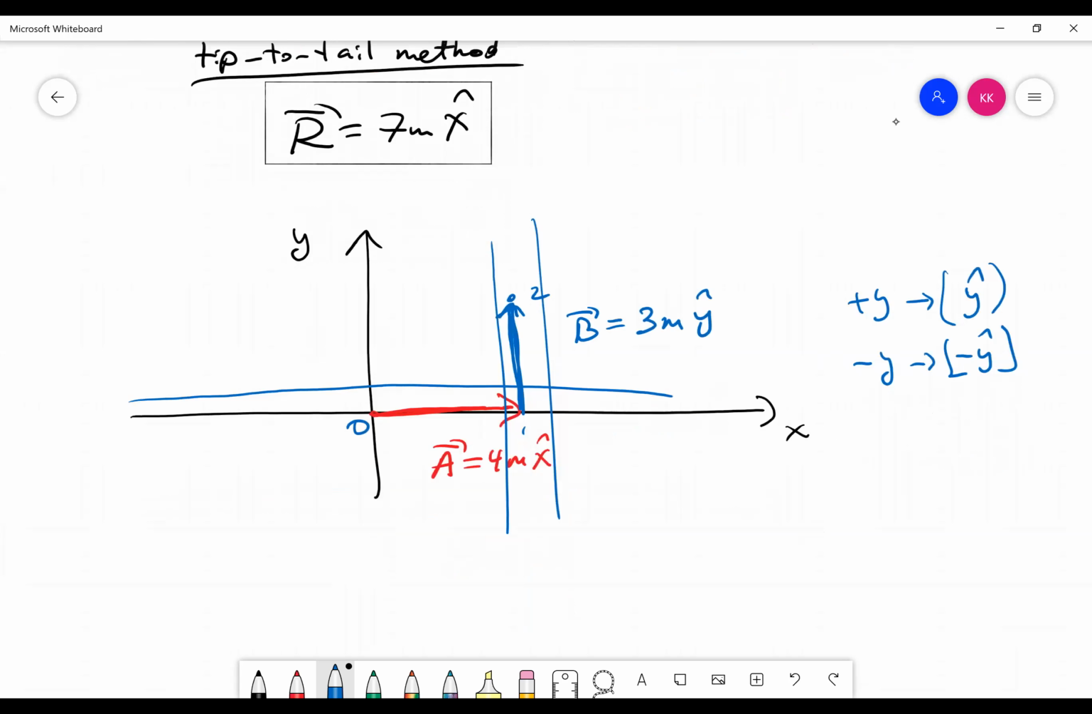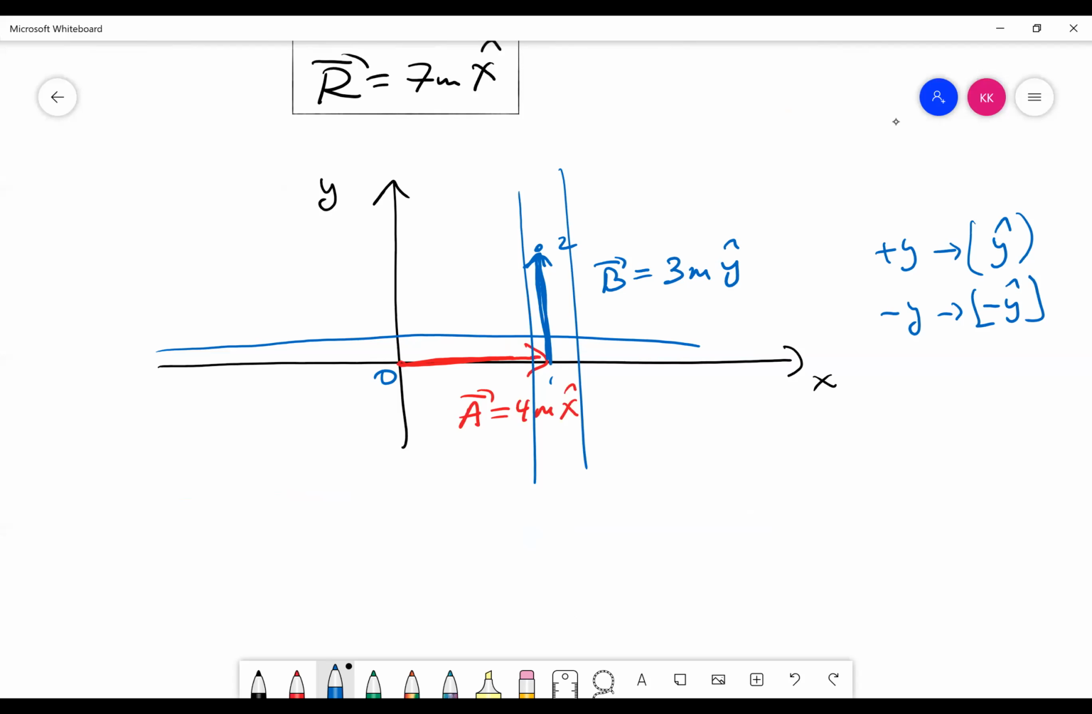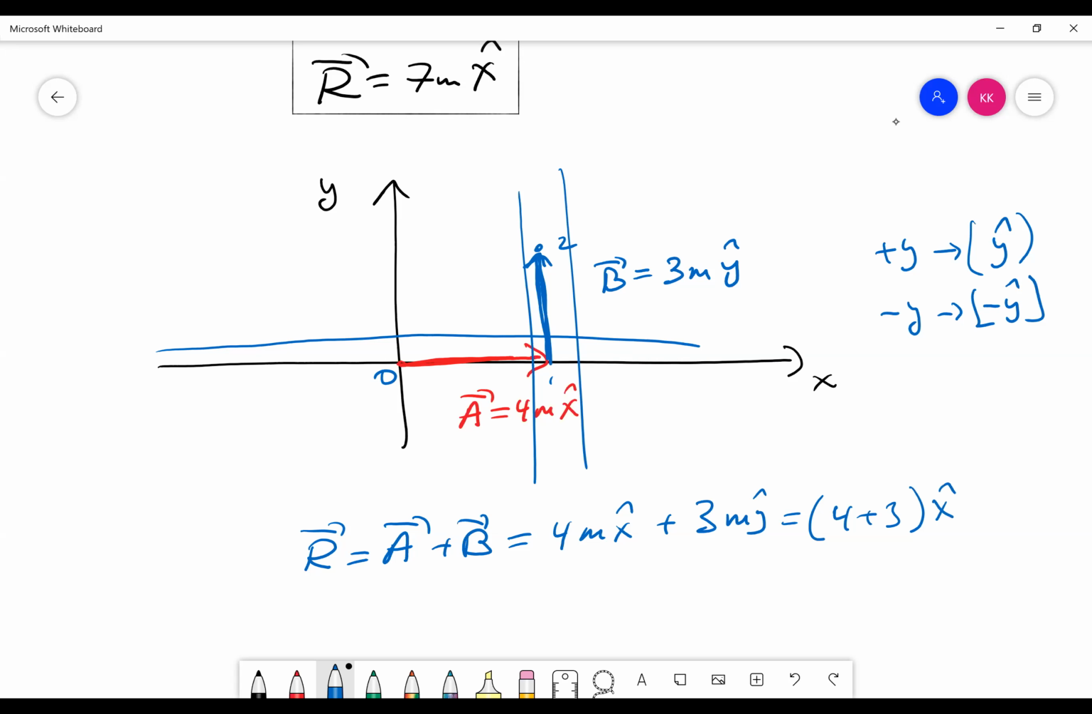That means I have this vector A and vector B, which means that I still have an object. Let's say this person goes from 0 to point 1, walks 4 meters to the right, and then walks 3 meters up to get to point 2. And the resultant displacement is still the sum of vectors A and B. So now what I have here is vector A, 4 meters x hat, plus vector B, 3 meters y hat. Now the question is, can I factor out and still do 4 plus 3 meters times, I don't know, x hat and things like that?